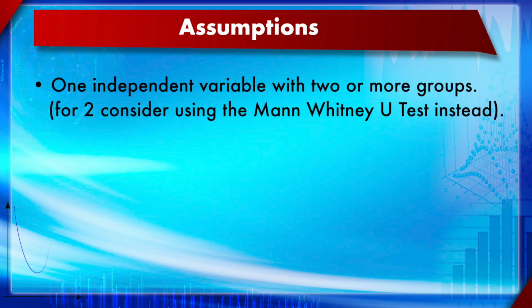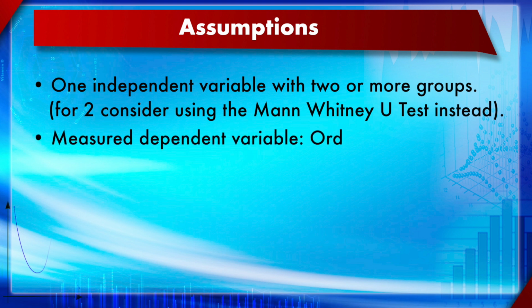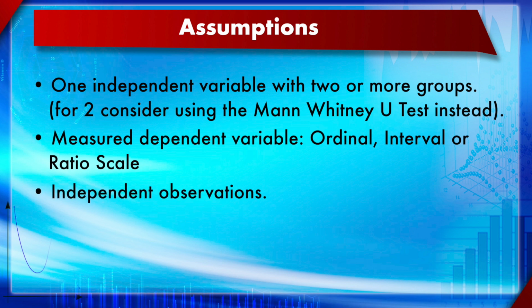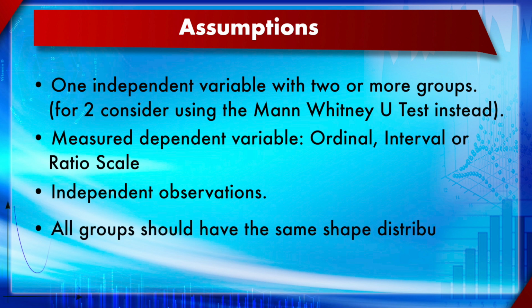Assumptions are one independent variable with two or more groups. So there are more than two groups here. For two groups, you may consider using a Mann-Whitney U test, which I already explained in the last section. The measured dependent variable has to come from an ordinal, interval or ratio scale, not from the nominal scale. Observations have to be independent. All groups should have the same shape distribution. That is yet another assumption for this test to be fine.